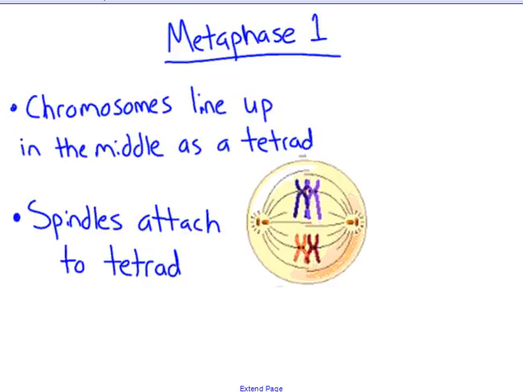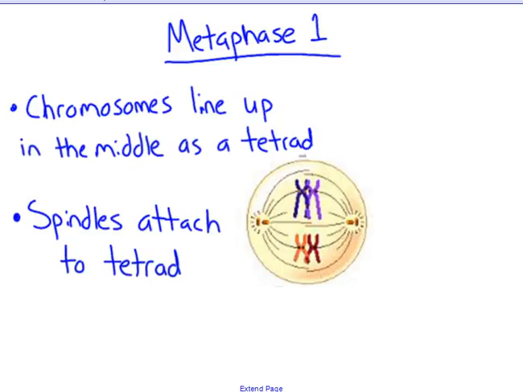This step here is the biggest difference between meiosis and mitosis. Crossing over is really important, but this step really helps students to understand how meiosis is different than mitosis. So in metaphase 1, chromosomes line up in the middle as a tetrad. So they're lining up as a pair, and the spindles attach to the tetrad.